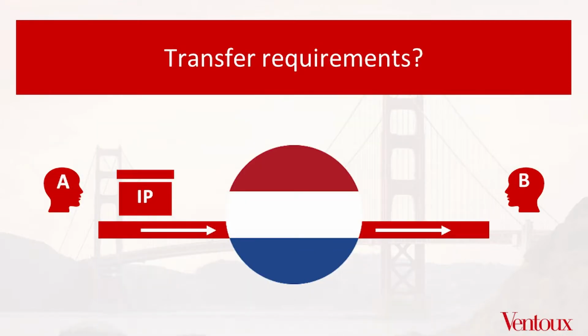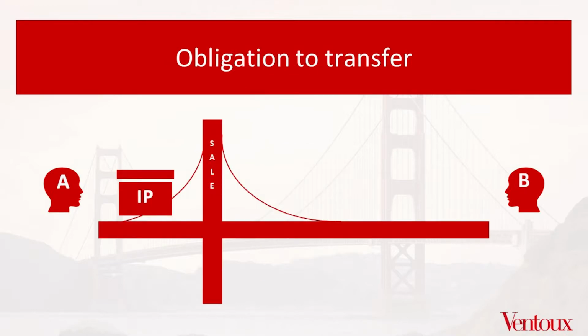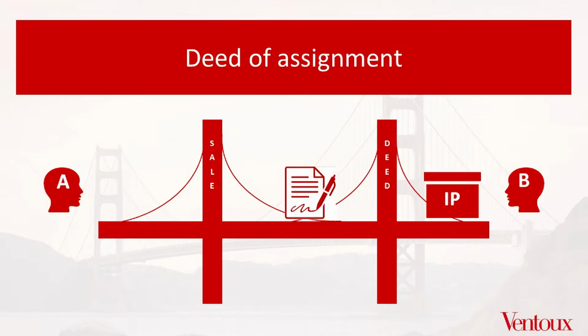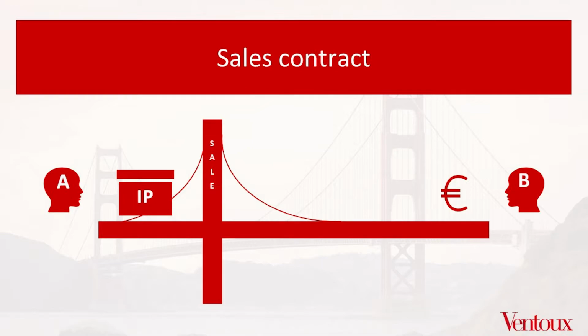What are the requirements for a valid transfer of IP rights under the laws of the Netherlands? As a matter of Dutch law, a legally valid transfer of ownership is based on two pillars: an obligation to transfer and a deed of assignment. Step 1 is that a legally valid transfer needs to be based on an existing legal obligation to transfer. This is, for example, a sales contract.